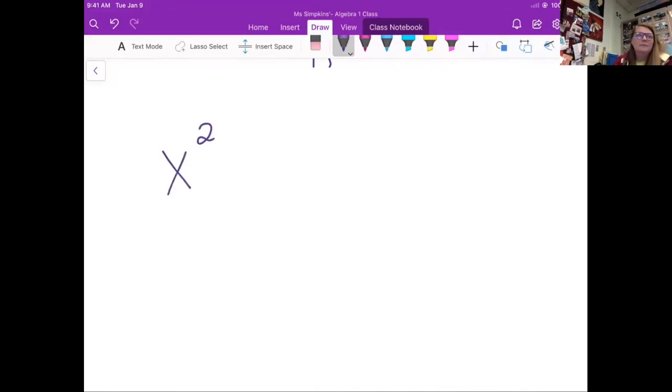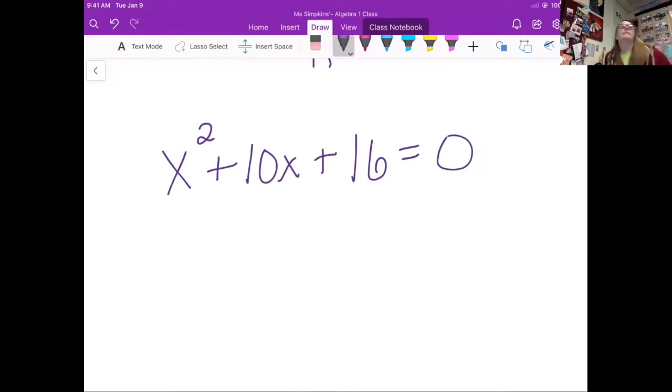X squared plus 10x plus 16 equals 0. Hold on, let me make sure that's what I want. Yeah. I'm trying to make these end up being nice perfect squares for you, so I have to think a little harder about it. I have to use my college brain.